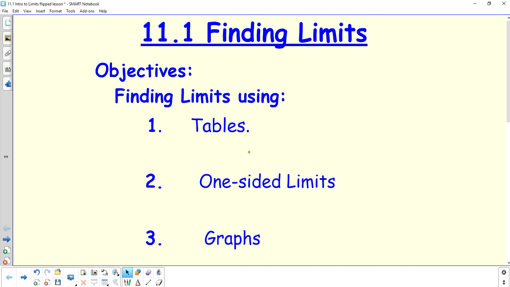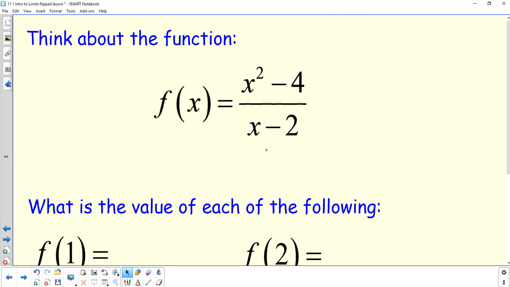We'll talk about how to use a table to do them, kind of like using a table to graph. Then we'll talk about what a one-sided limit is, and then how to actually use a graph to find a limit and their relationship with one-sided limits. So to start, what we want to think about is a function like we have here.